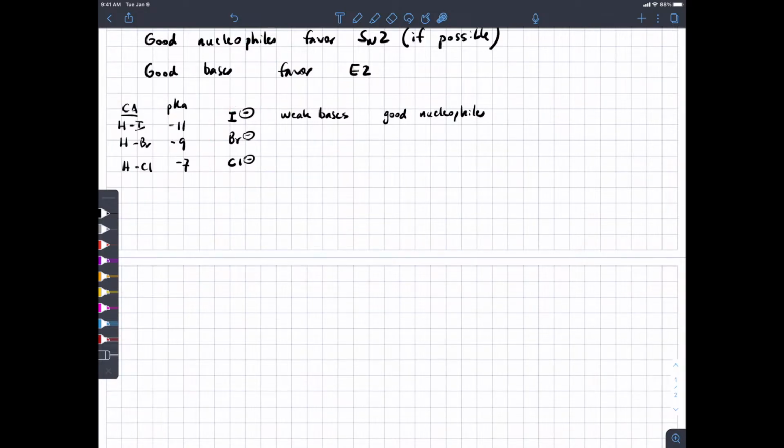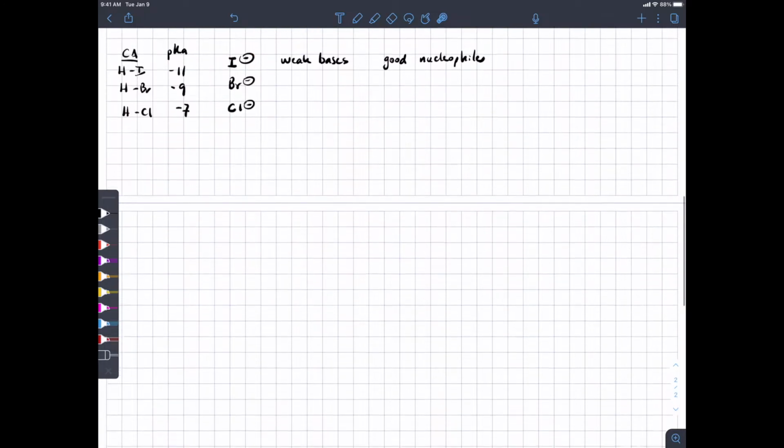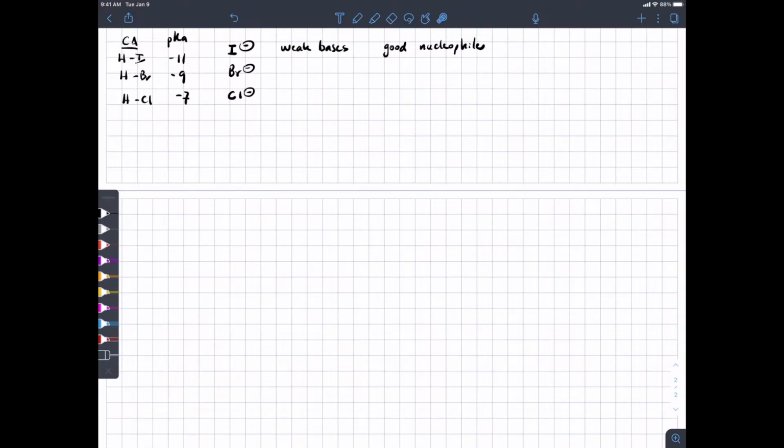Chapters 7 and 8 are actually about alkyl halides, so we're going to be using them as leaving groups. Good leaving groups are conjugate bases of strong acids. But later on, we'll have other starting materials where we might want to make an alkyl halide, and you can use these negatively charged groups as nucleophiles.